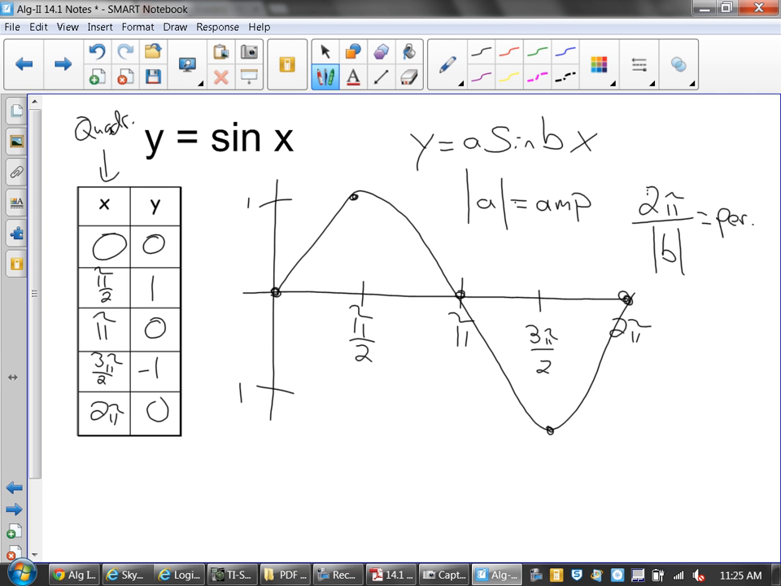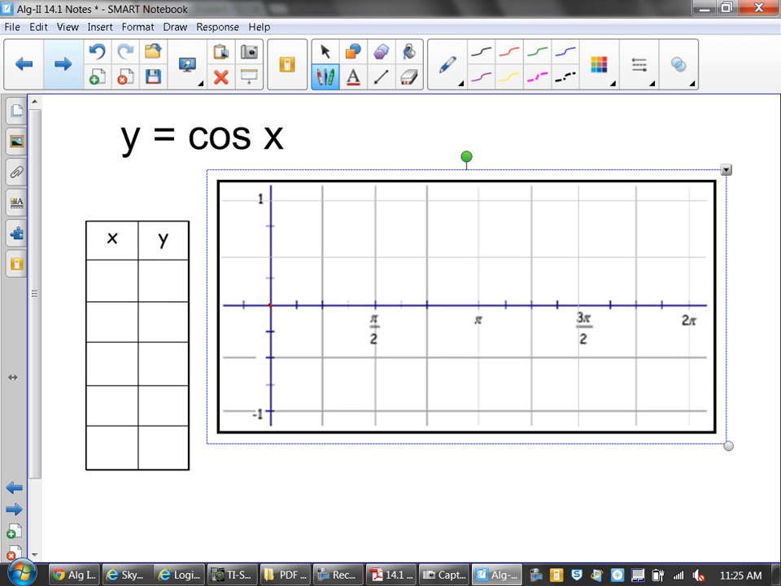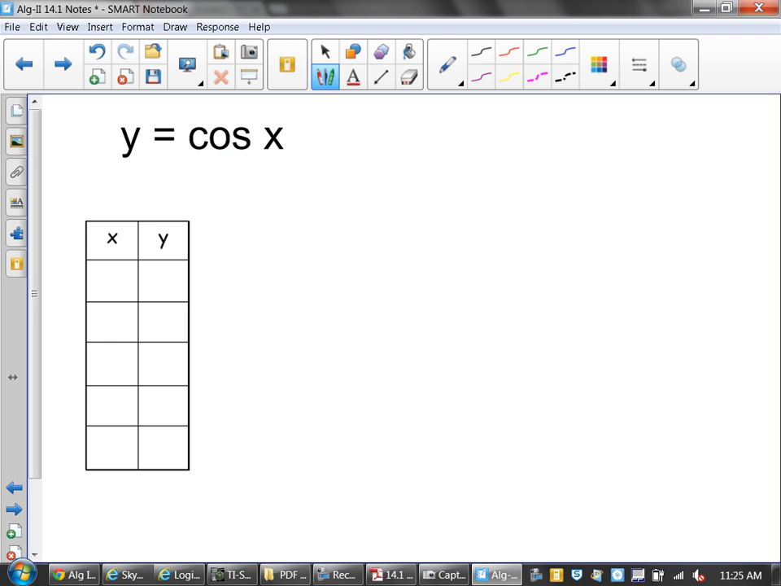All right. So let me show you the cosine graph. We'll probably never use trig graph paper again. And again, this is all going to be stuff that we're going to do without calculators.